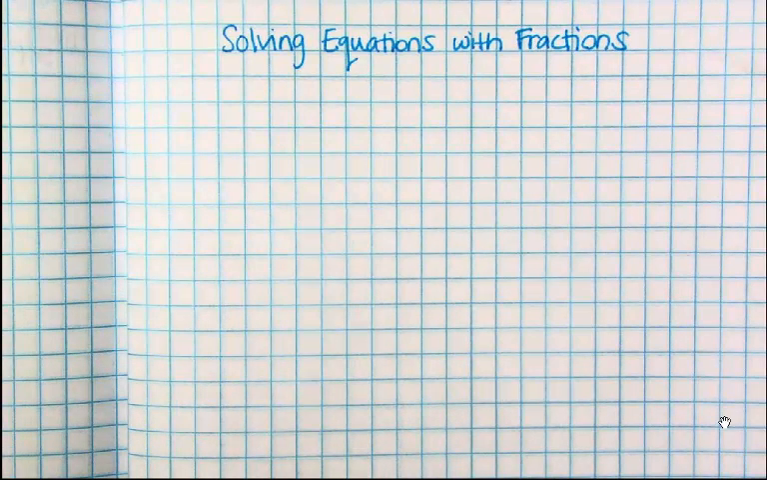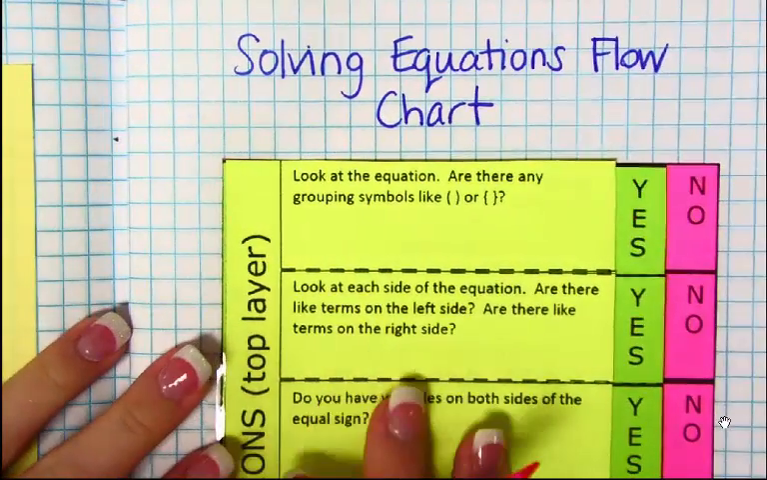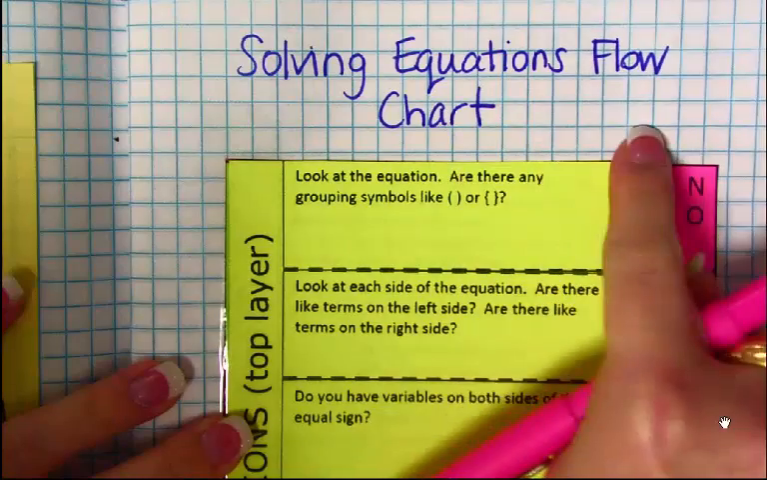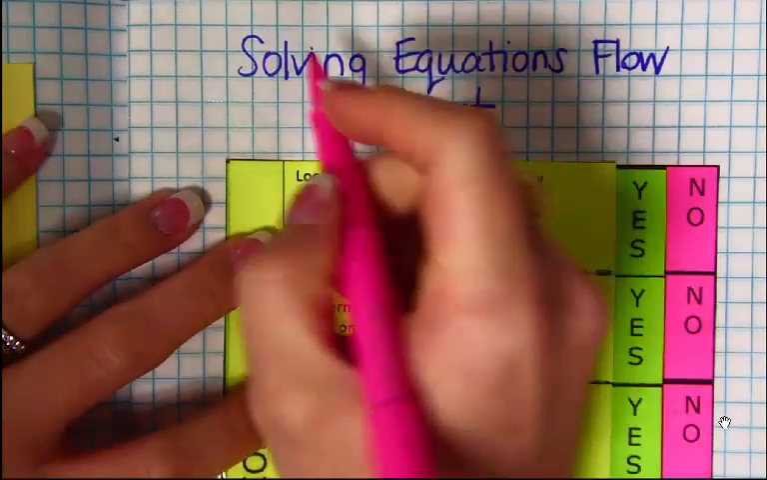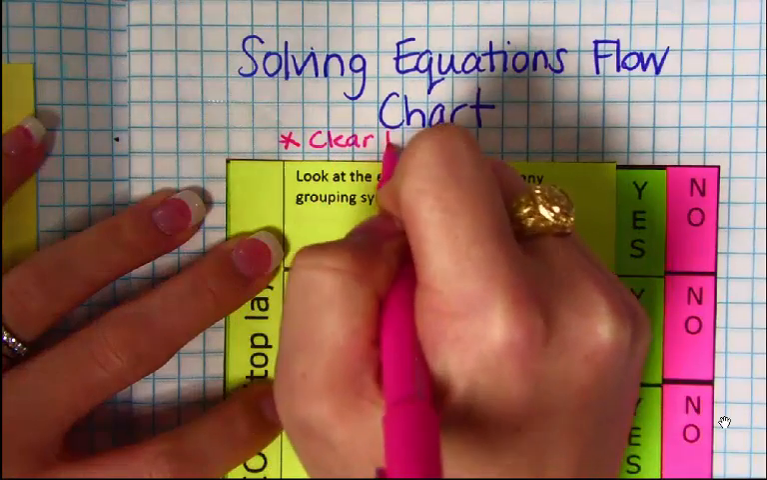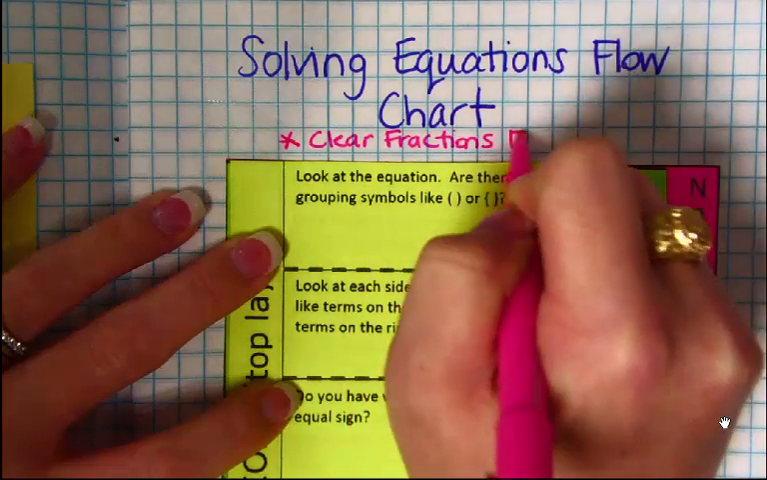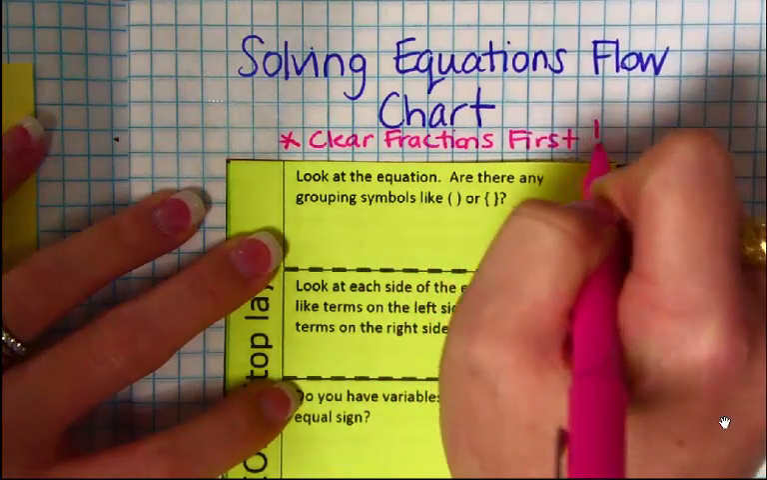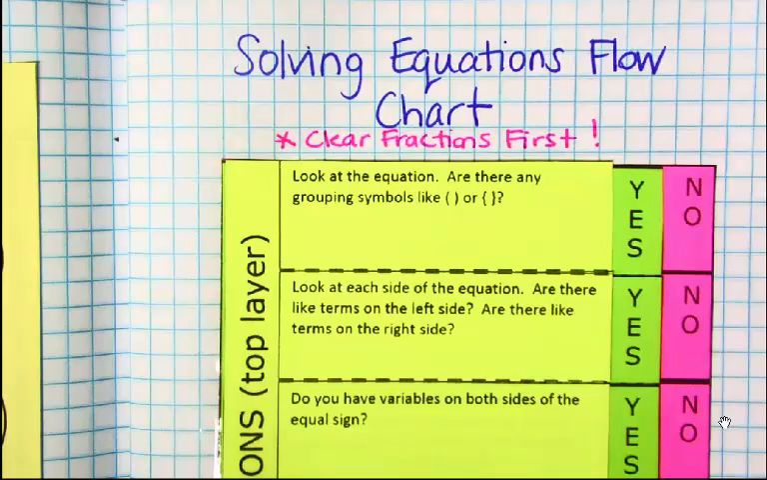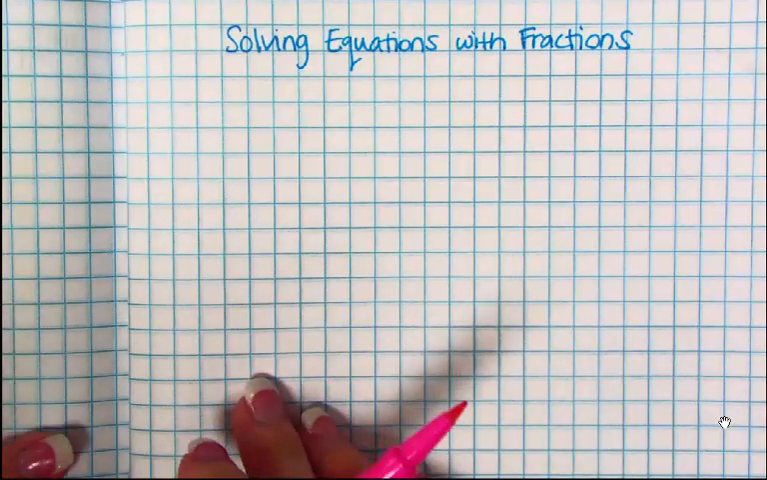So what I would like for you to do is over on your flowchart page, right up at the top, write: clear fractions first. That way, when you look at this flowchart, you know you want to clear the fractions first, and then you can go find your notes on how we do that. Alright, back to our notes.